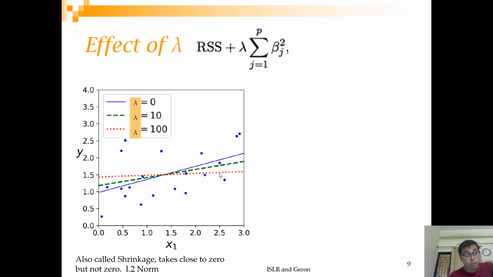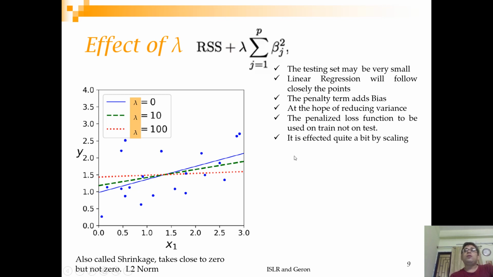So let's look at some characteristics of this model. The training set, as I said, may be very small, and in that case linear regression will follow the points closely. As I said, if you have just 2 points, the line will go through them. The penalty term adds bias, right? So you are farther from your actual value. However, you hope to reduce variance because it doesn't fit your small training data anymore.